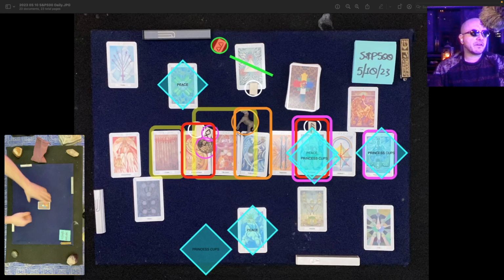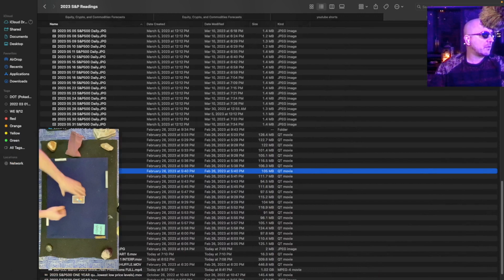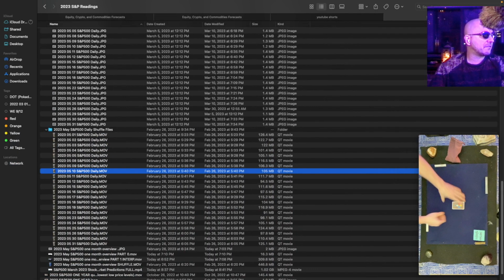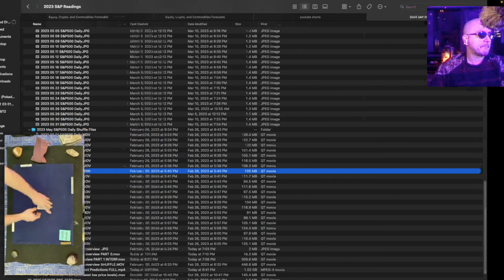This is the S&P 500 one-day reading for May 10th, 2023. It's currently April 8th, 2023, 11:49 p.m. Eastern Time. And the shuffle file we're about to play was created on February 26th, 2023 at 5:40 p.m. Eastern Time. That's this file right here.